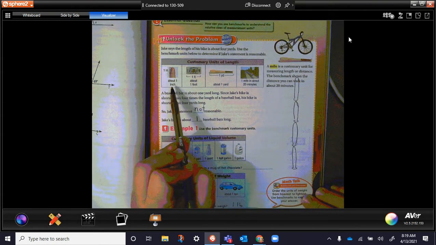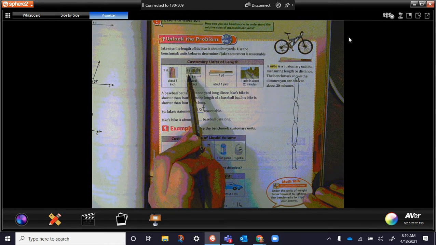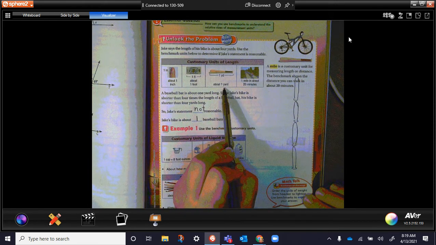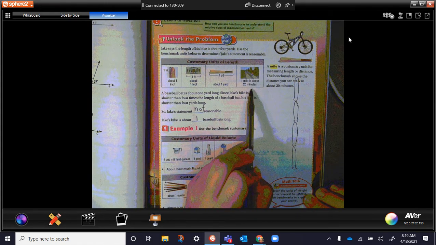So we said an inch is about the distance from your finger right here. A foot is about the same as a license plate. A bat is about 1 yard. And 1 mile is about how far you could walk in 20 minutes.